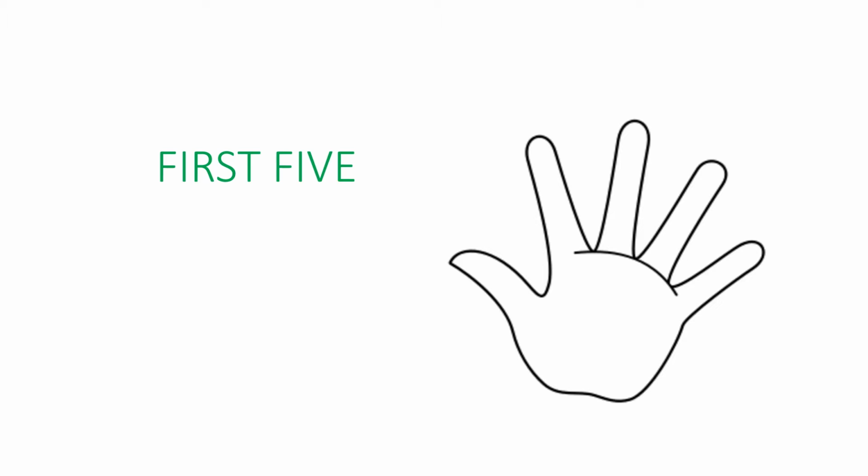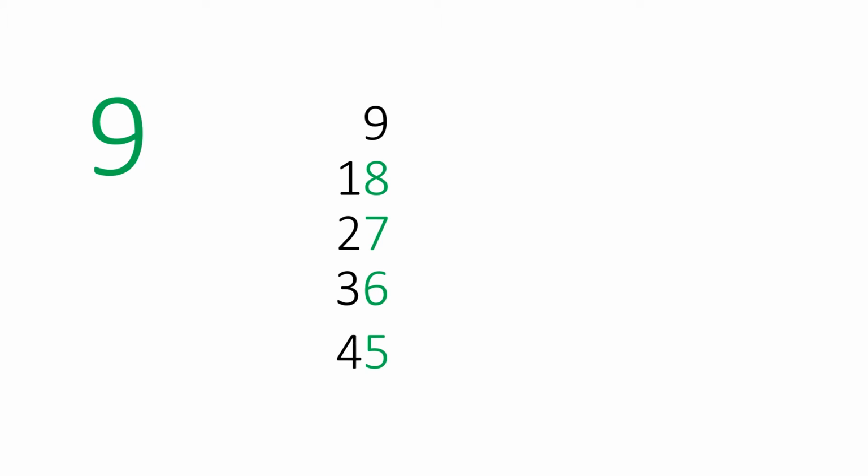First 5. Learn the first 5. For example, the 9 times tables. I would learn the first 5 numbers in the 9 times tables: 9, 18, 27, 36, 45. And then once I've mastered those, I would learn the 6th one, and then the 7th, and then 8th, etc. But start with the first 5.